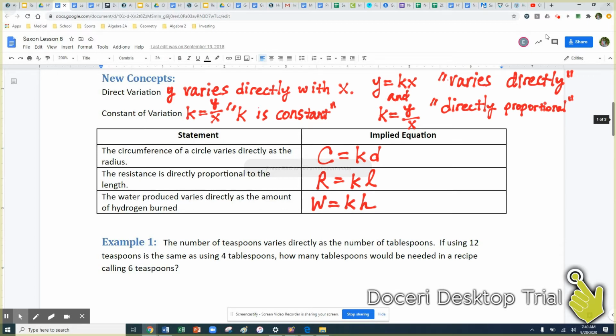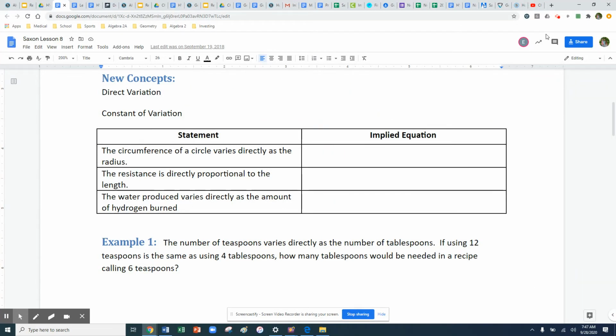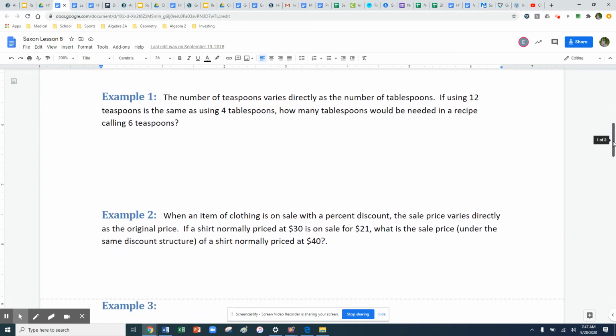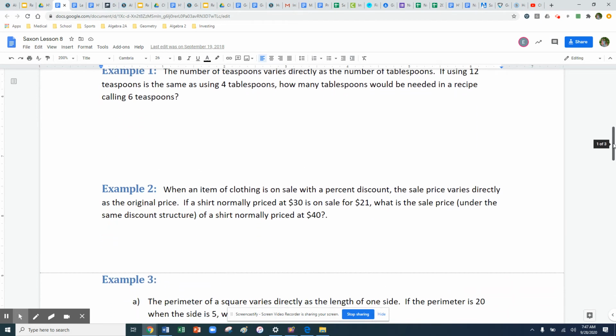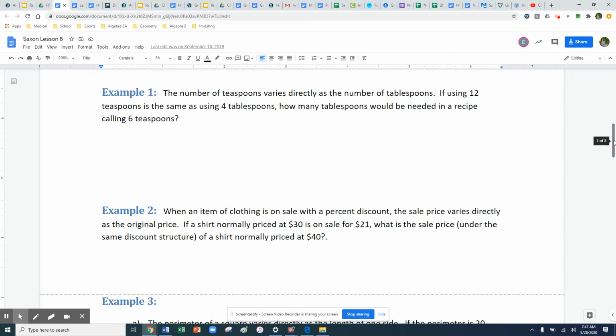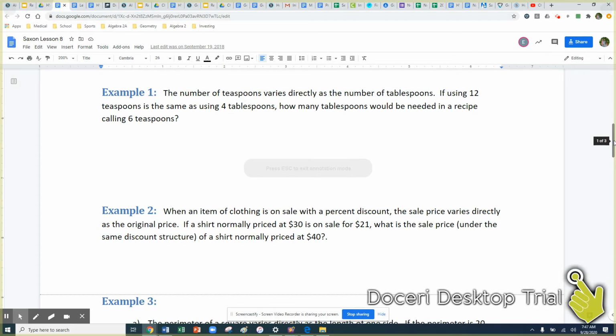All right, so we're going to take a look then how we can start to solve some of these direct variation problems, or they could also be called directly proportional. So when you see that proportional word, we're still talking about the same thing. So example 1, the number of teaspoons varies directly with the number of tablespoons. So here we see that word varies directly. This part in front, the number of teaspoons, I'm going to represent as my y variable. The number of tablespoons is going to be my x variable.